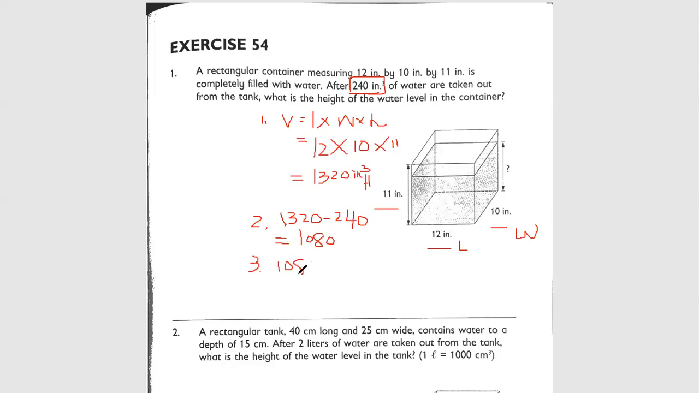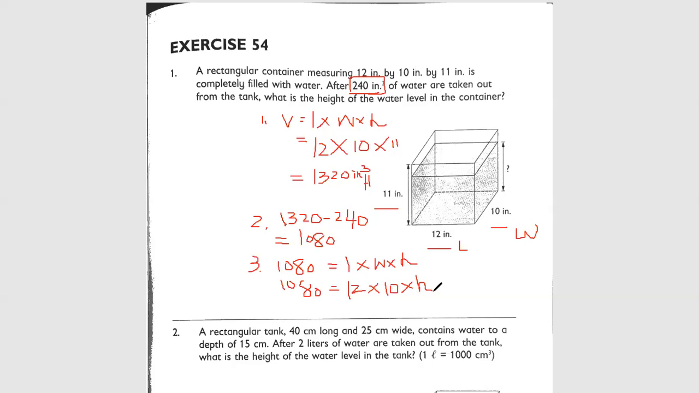Since we only have 1,080 of water in this container, we want to figure out the height. So the volume will be the length times width times height. We don't know the height, but we know the length. Luca, what is the length? Or Chase, can you answer it? What is the length for this container? The length is 12. Excellent. Nabi, what is the width? The width is 10. Very good, Nabi.